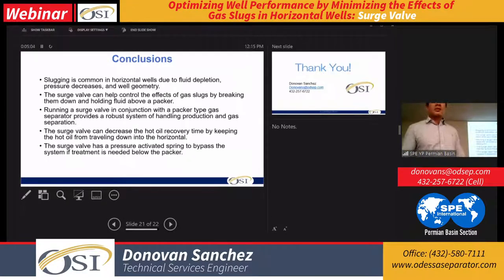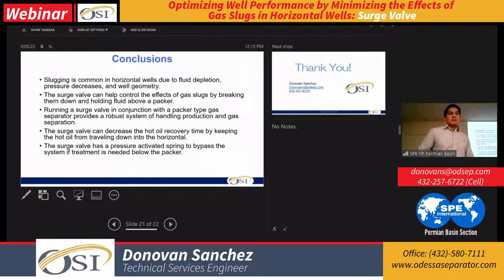So in conclusion, the slugging is common in horizontal wells, due to the fluid depletion and pressure decreases in well geometry. You will see this throughout the Permian Basin, especially in these wells that are fracked, because they do tend to deplete a lot more. So this is a pretty common issue because you go from gas in solution to slugging wells.